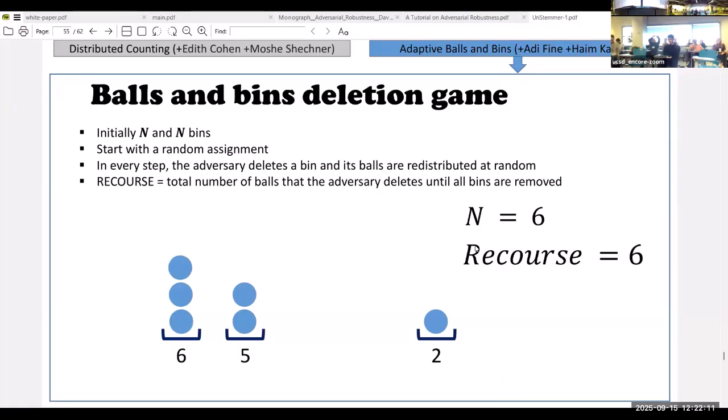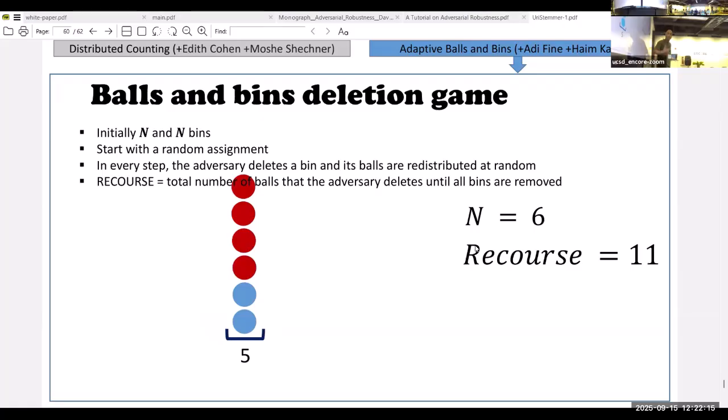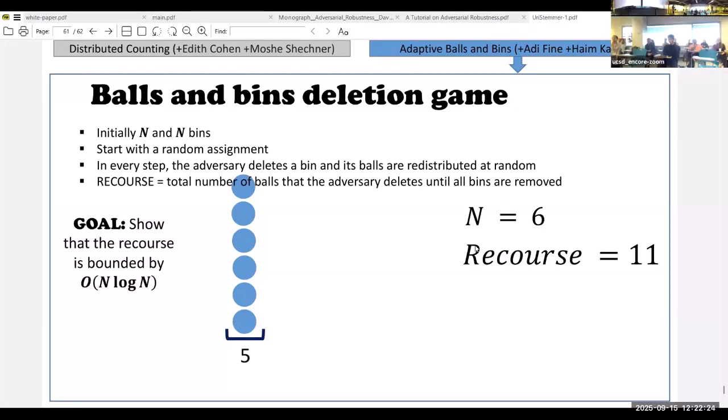Chooses that being redistributed, and so on until at the end all of the balls are in the same bin. That's when the game ends. And the question is, how much recourse can the adversary have during this process? It's not an open question, it's a simple exercise. It's written in the paper.